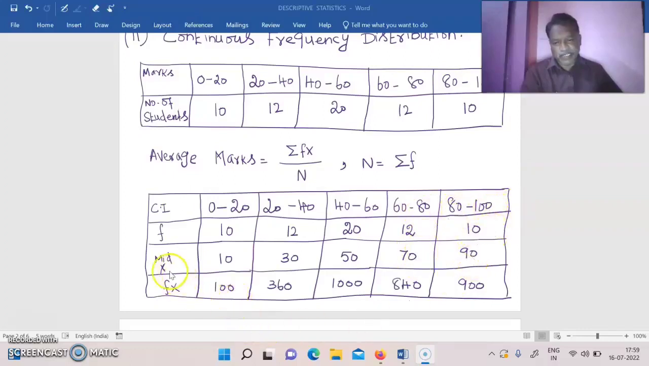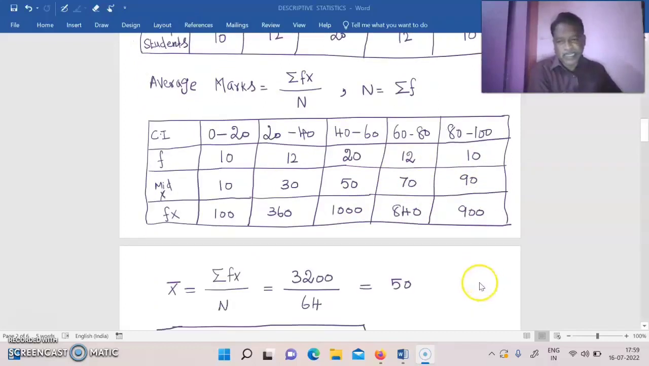Then for f into x, you take mid-x as x. F into x: 10 into 10, 100. 12 into 30, 360. 20 into 50, 1000. 12 into 70, 840. 10 into 90, 900. Then you sum up all the fx values, and it gives us 3200.